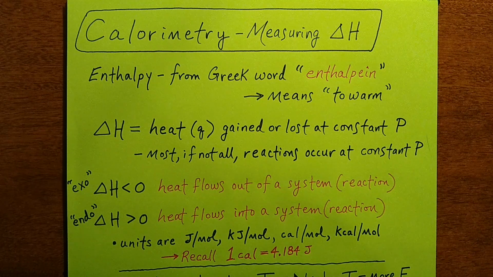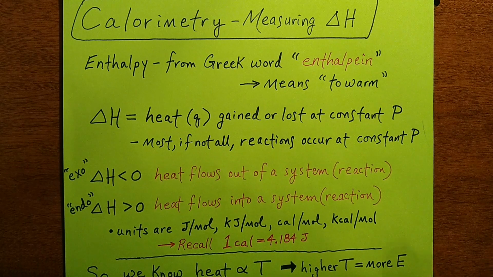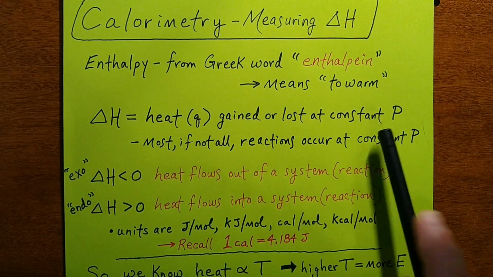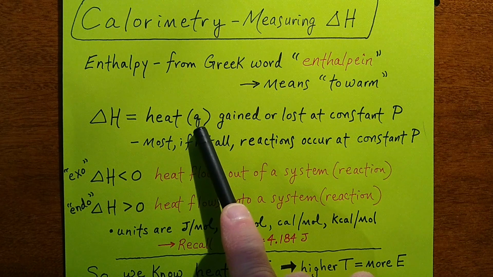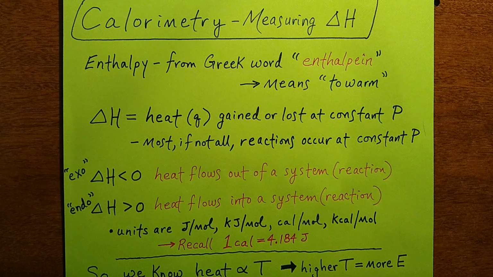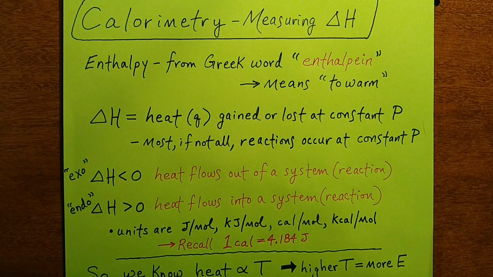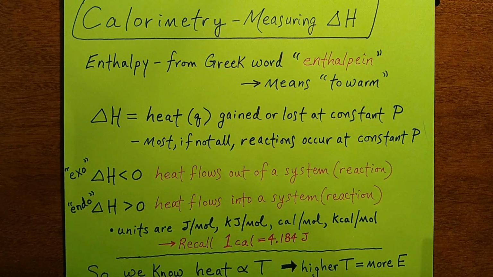The way we do that is we carefully weigh a sample, we measure its temperature change, and then we assume something about its specific heat, which I'll get to in a moment. In calorimetry, we're going to measure the heat gained or lost at constant pressure. So heat, which is Q, you have to learn some of the symbols here. Lowercase q means heat. When that's measured at constant pressure, we call that delta H, the enthalpy change. And that's okay because most reactions, if not all of them, are always run at constant pressure. We run them in open vessels in laboratories, so that's fine.